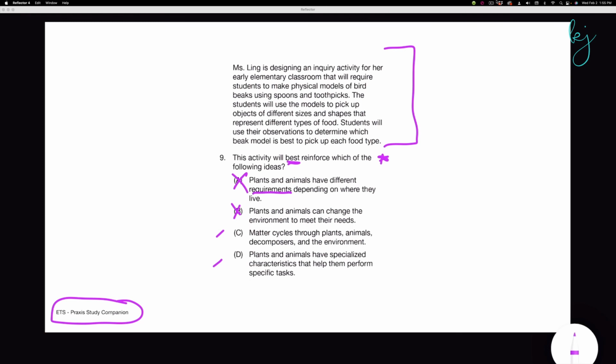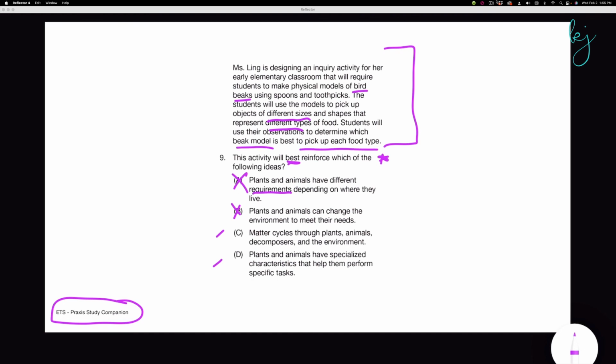Ms. Ling is designing an activity for her early elementary classroom that will require students to make physical models of bird beaks using spoons and toothpicks. Sounds like fun. The students will use the models to pick up objects of different sizes and shapes that represent different types of food. Students will use their observations to determine which beak model is best to pick up each food.